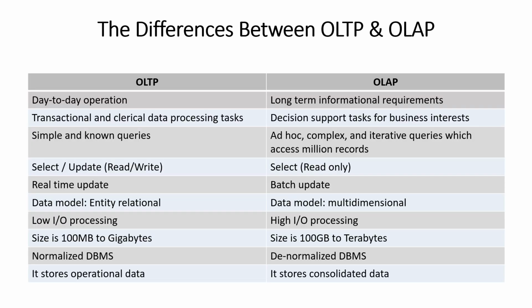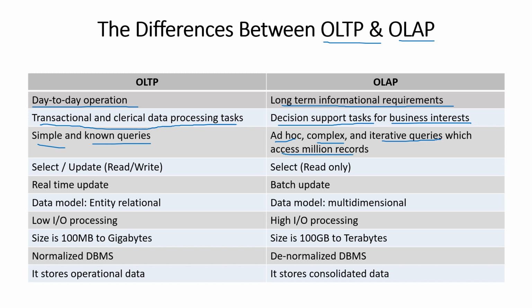Let's look at the differences between OLTP and OLAP. OLTP is day-to-day operation, versus OLAP is a long-term informational requirement. OLTP is transactional and clerical data processing tasks, versus OLAP is decision support tasks for business interests. OLTP is simple and known queries. OLAP are ad hoc, complex, interactive queries which access millions of records.